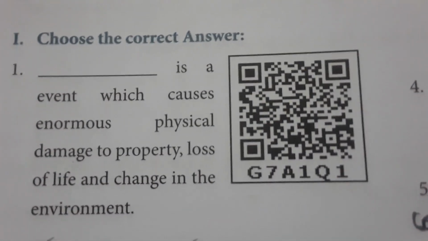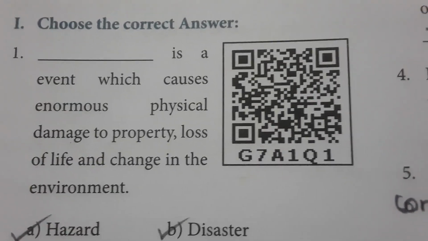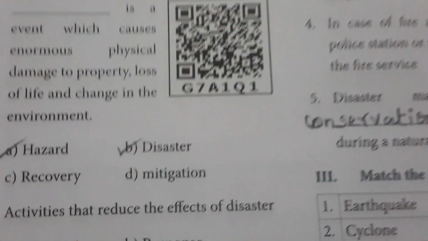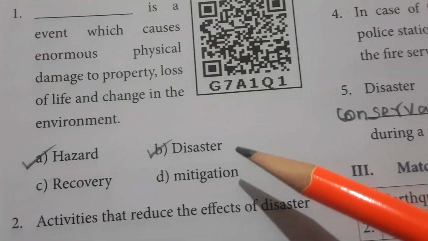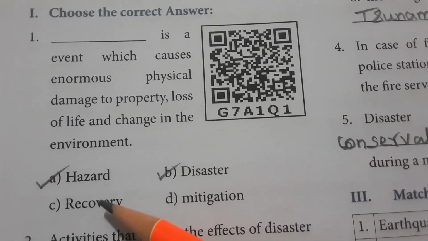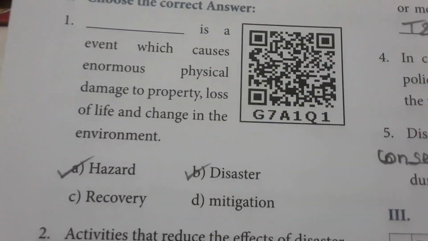So okay, let's see the book back evaluations. Dash is an event which causes enormous physical damage to property, loss of life, and change in the environment. So both hazards and disaster, but they are giving four options, and two options are correct. These two options are the correct answers for this question. So hazards and disaster, whatever it may be, your wish.